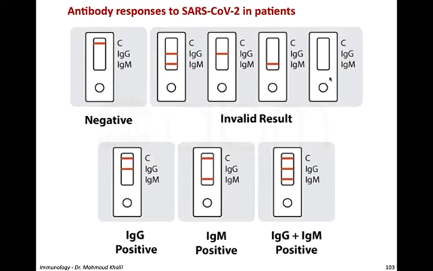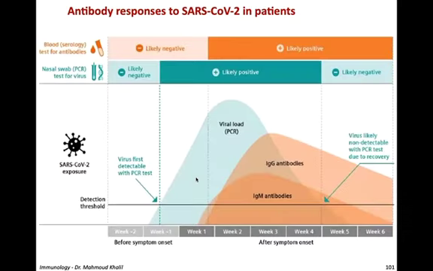As for the invalid result, you can see that all of these four different varieties are invalid results. Why is it invalid? Because the control line should be present, since that means the slide is working fine. In cases where there is IgG positive, you can see only the IgG band appear, as well for IgM. In case you can see both of these antibodies appear, you can understand now how the different positive tests can be related to the figure.